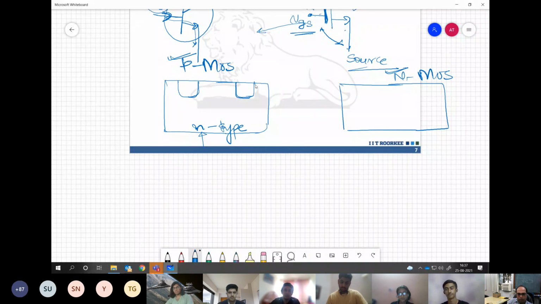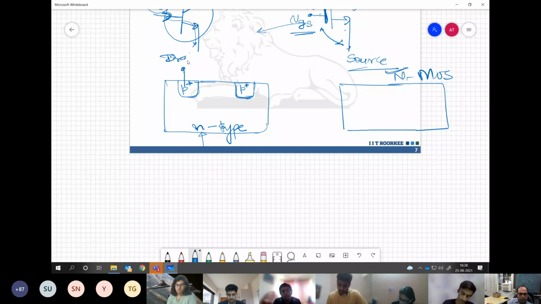On this substrate, which is N-type, we have some regions which are heavily doped with P+. P+ means heavily doped with P-type elements. Now these are the two terminals. You can call them the drain and the source.